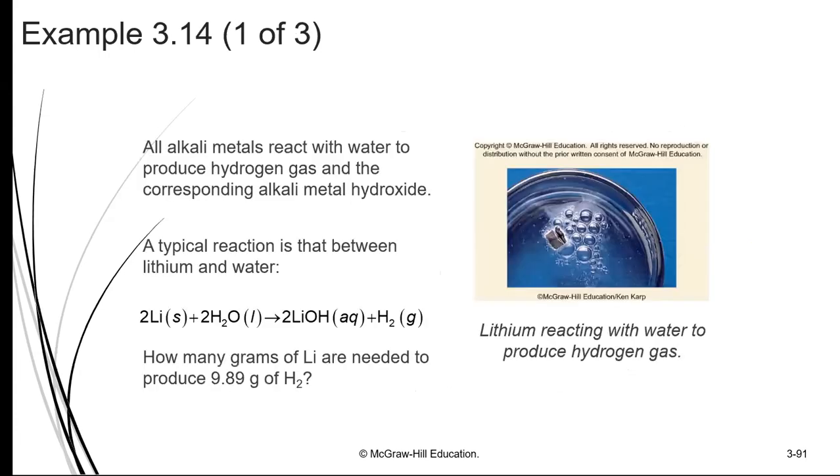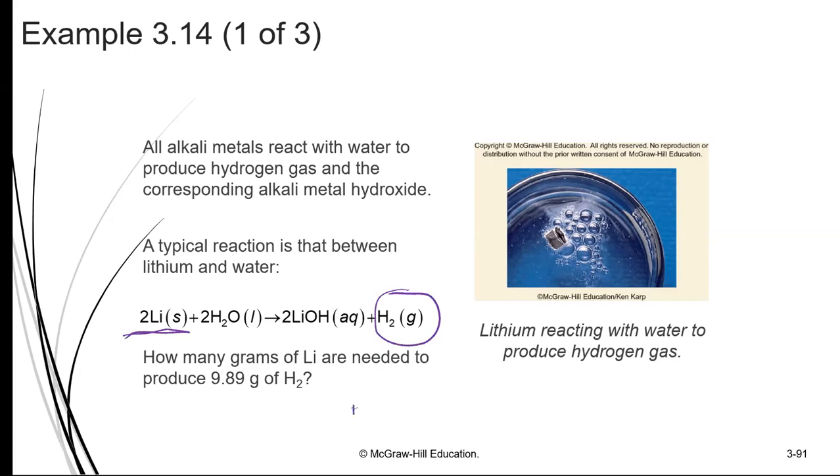Here's another one. All of our alkali metals react with water to produce hydrogen gas. So lithium is working with our water, to produce lithium hydroxide and hydrogen gas. How many grams of lithium are needed to produce 9.89 grams of hydrogen? So now we're working backwards a little bit. We know the mass of this hydrogen, and we would like to figure out how much lithium we need.